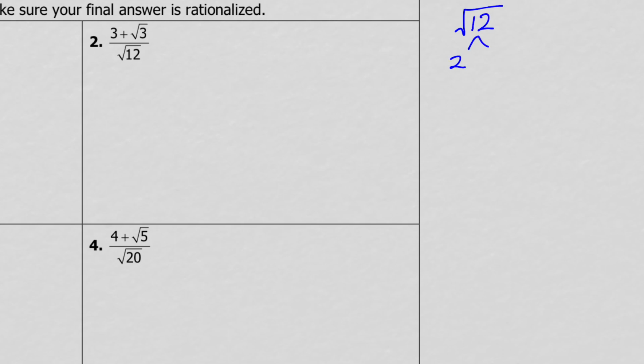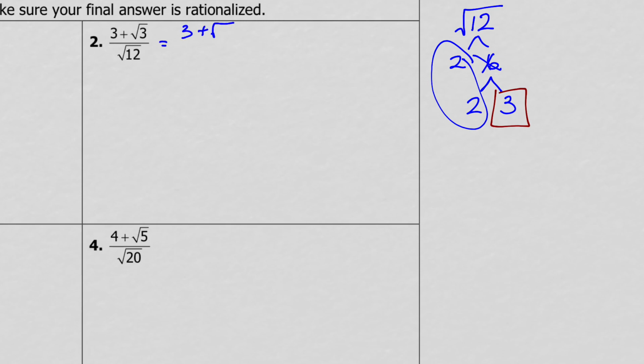It's even, so it's 2 times 6, and 6 is 2 times 3. Okay, so here's a pair. This 3 didn't have a pair, so it's going to stay inside the root. So I'm just rewriting this. I'm leaving my numerator the same for now. But the square root of 12 became 2 square root of 3. So we need this square root of 3 to get out of the denominator.